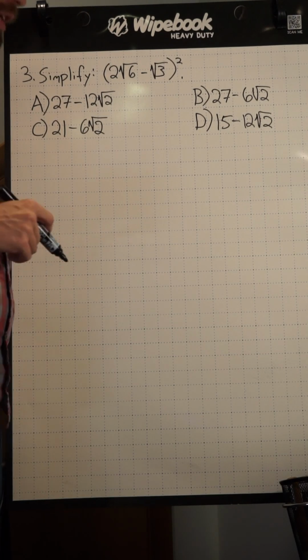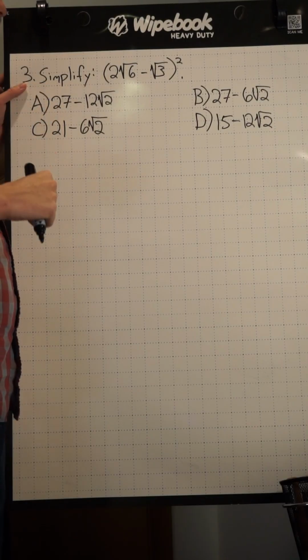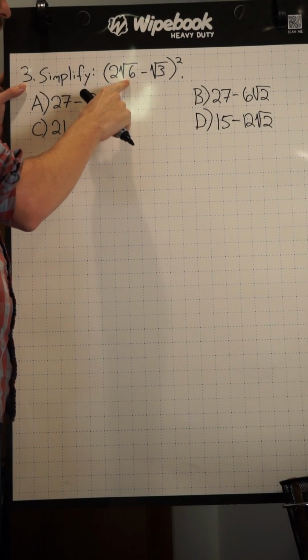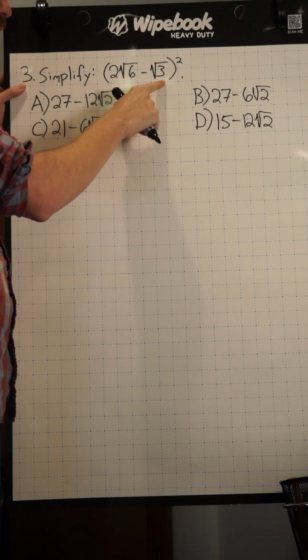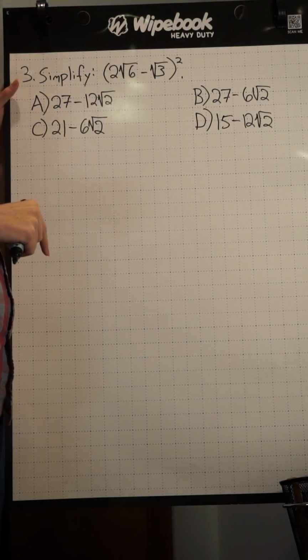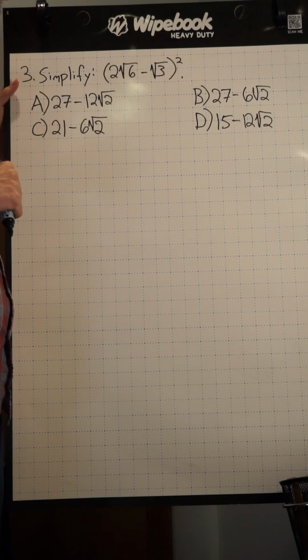Okay, let's take a look at another past WASSCE question. It says, simplify this term: 2 square root of 6 minus the square root of 3, all raised to the second power, or we can say all squared. Before we do this one together, I want you to pause the video and do the question yourself, and then we can come back and look at how we can get the answer together. So go ahead and pause the video.